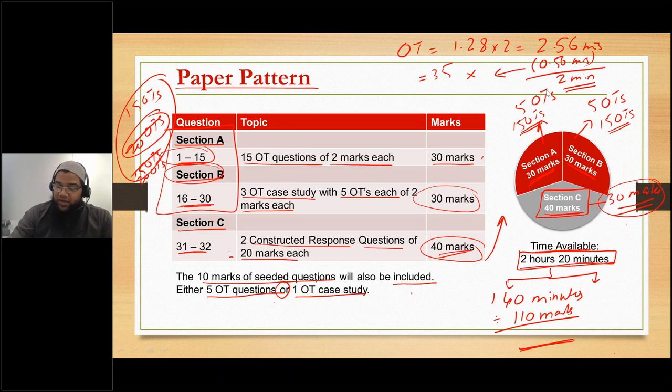That's good. Okay, yes, there is one mistake over here. The time available is 3 hours and 20 minutes. So this is not actually 140 minutes. This will become 180 plus 20, that will be 200 minutes. So let me recalculate this.